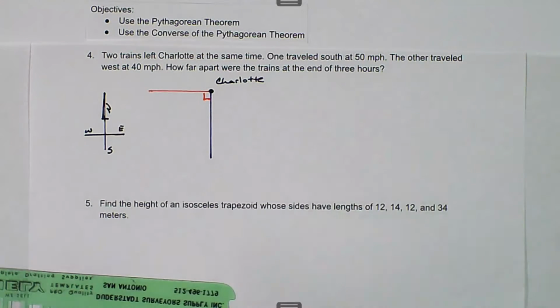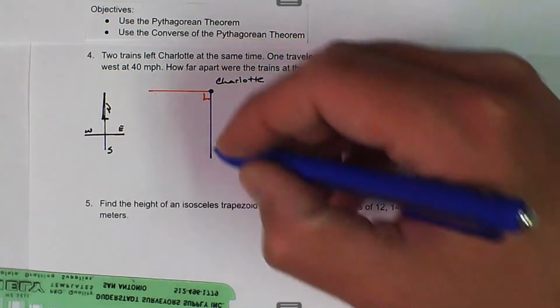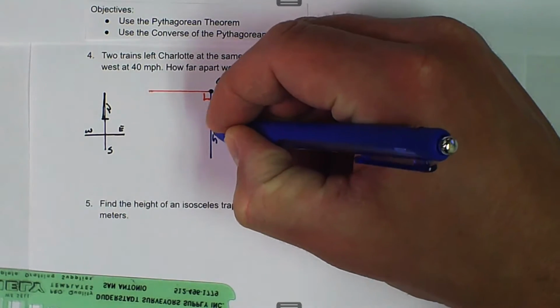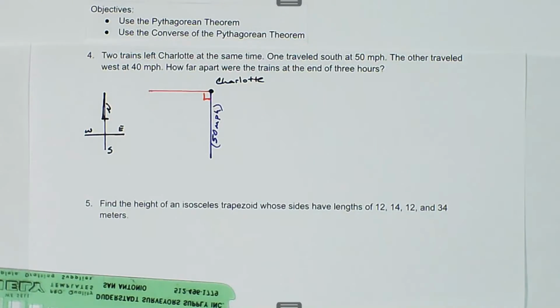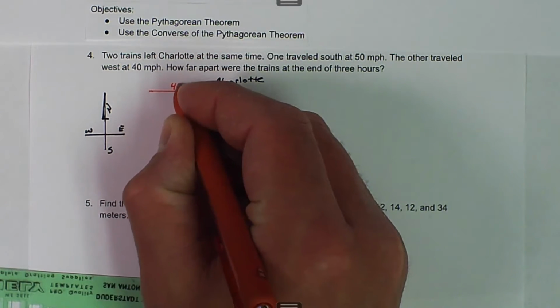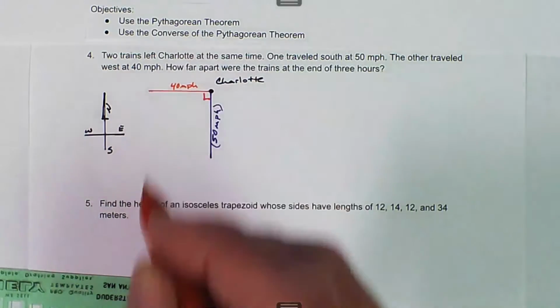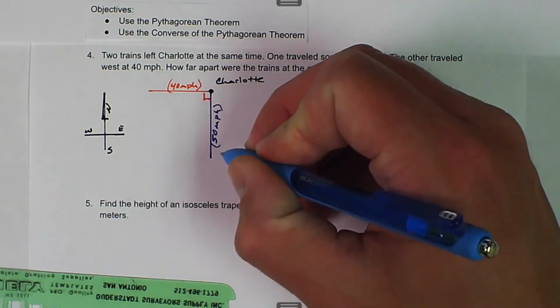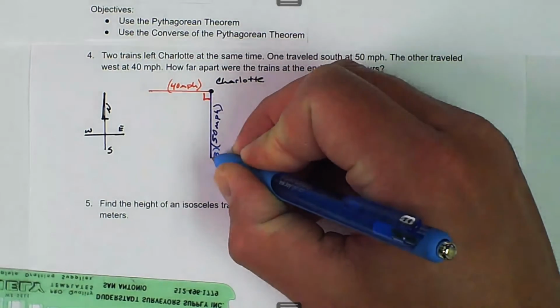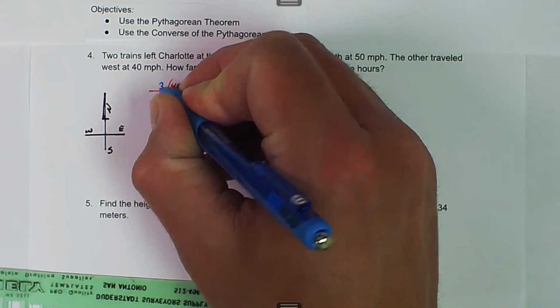So one train traveled south at 50 miles per hour. So it's heading this way at 50 miles per hour. And the other train traveled west at 40 miles per hour. How far apart were the trains at the end of 3 hours? So what we want to do is multiply both of these by 3 to get the total distance they've traveled.